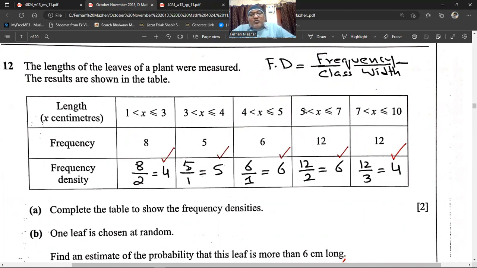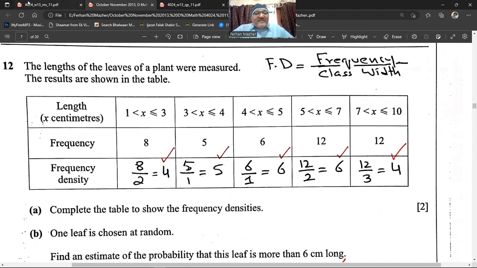12 divided by 2, 2 is the class width here. So 12 divided by 2, that is 6. 6 is the frequency density. 12 divided by 3, 3 is the class width here. So 12 divided by 3, that is 4. So this 4 is the frequency density of this class.